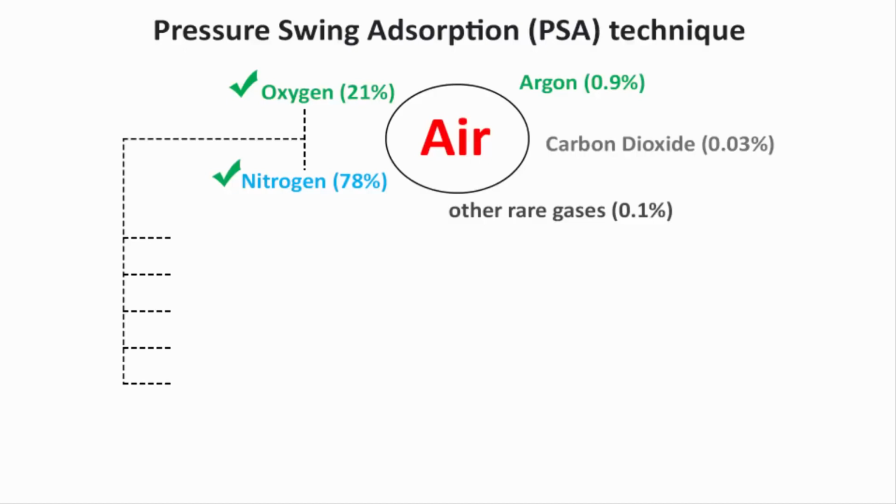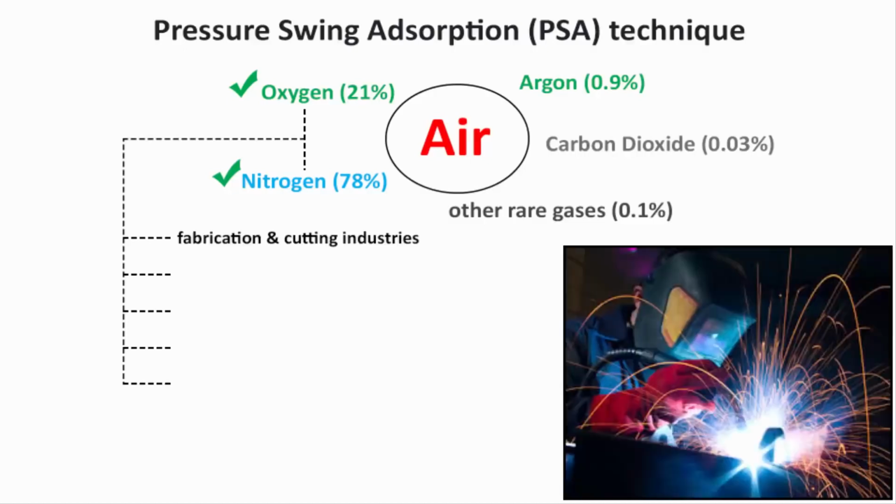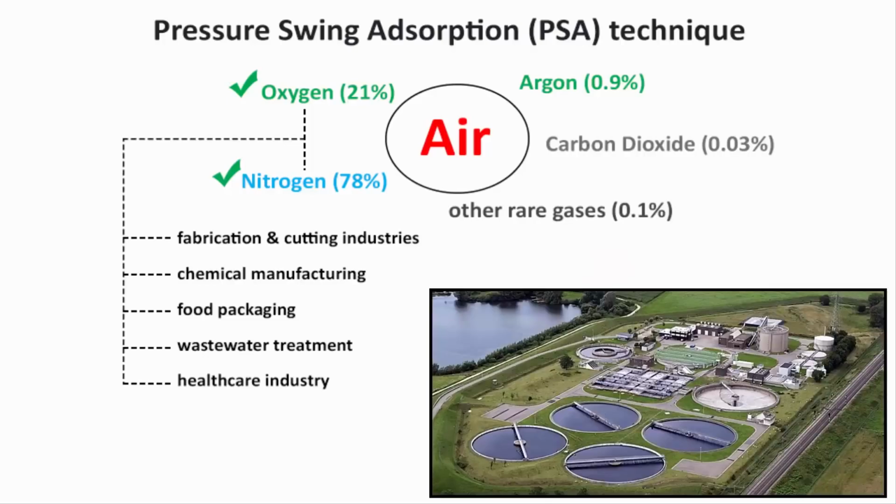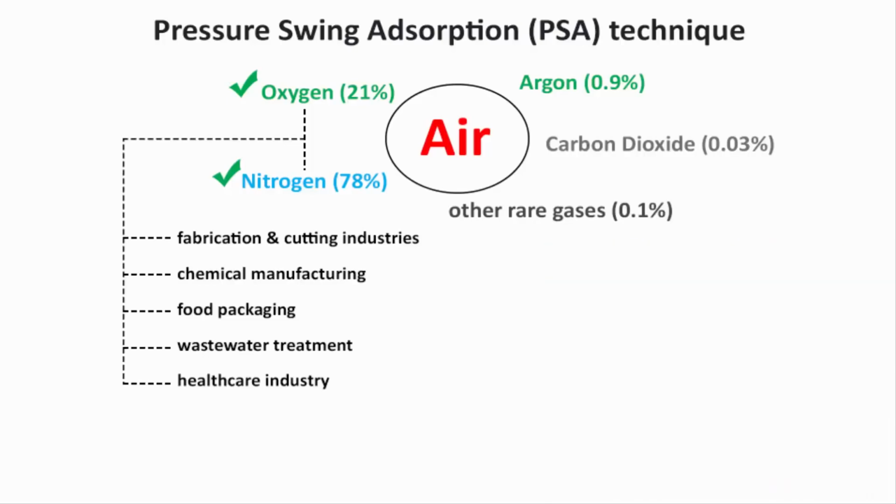That means this technology can be used to separate nitrogen and oxygen gas, which are used for various industrial applications like fabrication and cutting industries, chemical manufacturing, food packaging, wastewater treatment, and the healthcare industry. Although this technology is used to separate oxygen as well as nitrogen, this video will focus only on oxygen generation.